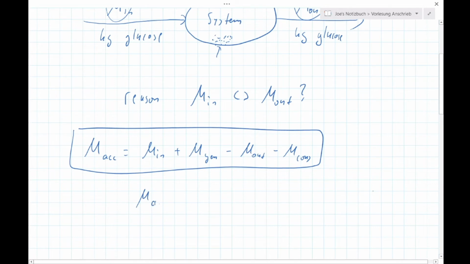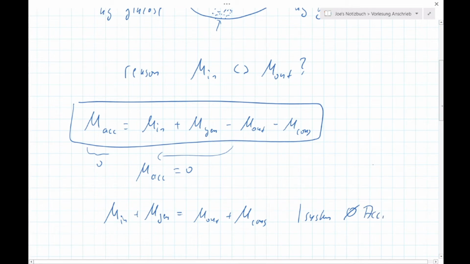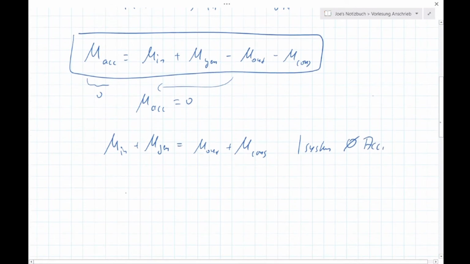So the M accumulation is equal to 0. And in this case, if this is set to 0, then you come to a new form, and then you have M in plus M generated is equal to, I'm just rearranging, M out plus M consumed. So this is a system without accumulation.